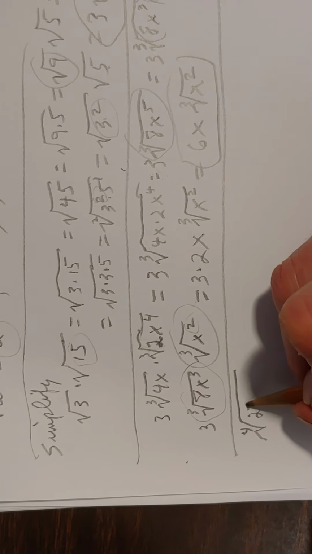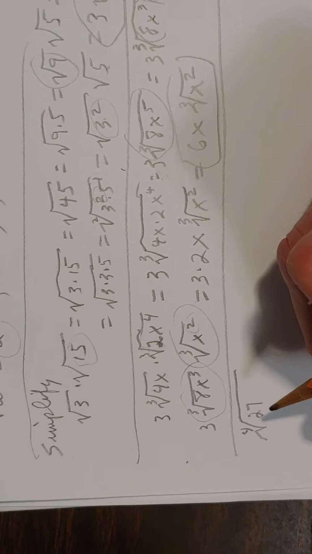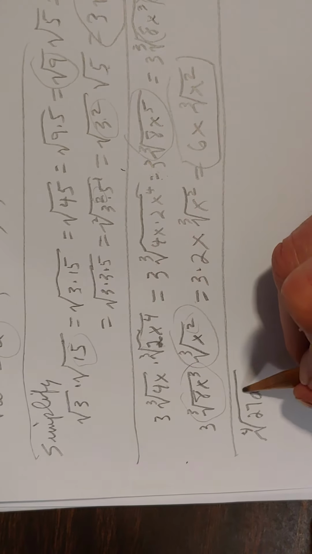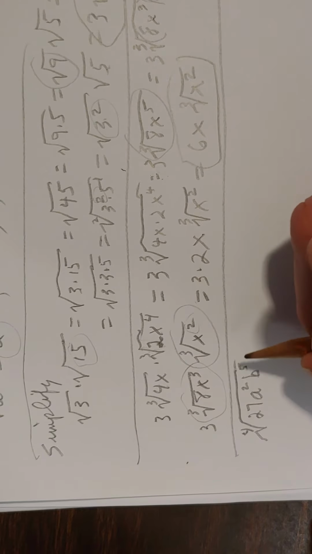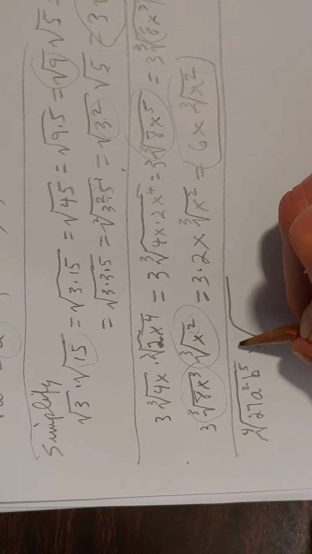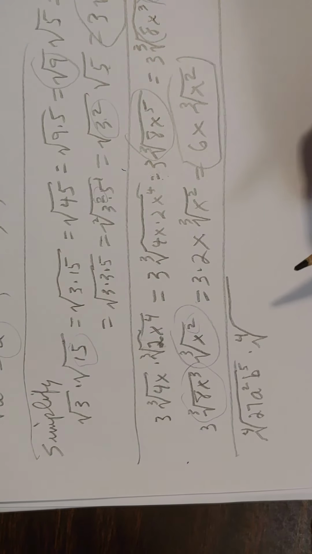Simplify this, the cube root of 27, a squared b to the 5th times the 4th root of 6a cubed b to the 6th.